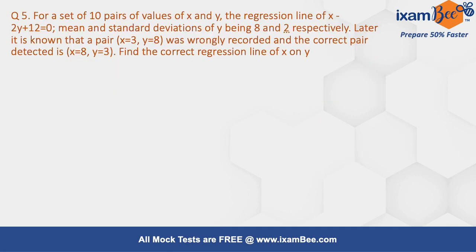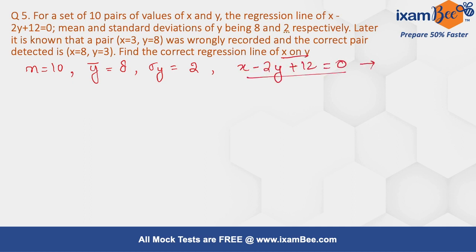First of all, we note down what information is available with us. We have the value for n, that is 10. We have the mean of y, that is 8. Now we have the standard deviation of y, that is 2. We have a regression line for x on y, that is 2x minus 2y plus 12 equals 0. That should be the first step.